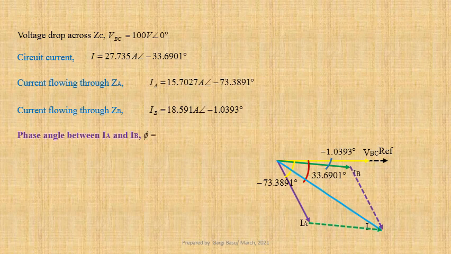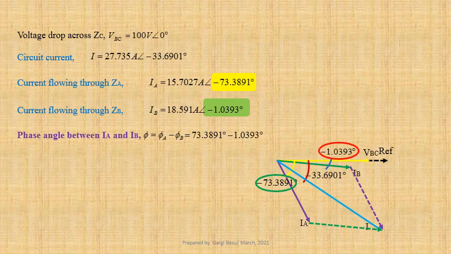Now we shall determine phase angle between IA and IB. Phi equals phi A minus phi B. Using values, we get 73.3891 degree minus 1.0393 degree. That gives us 72.3498 degree.